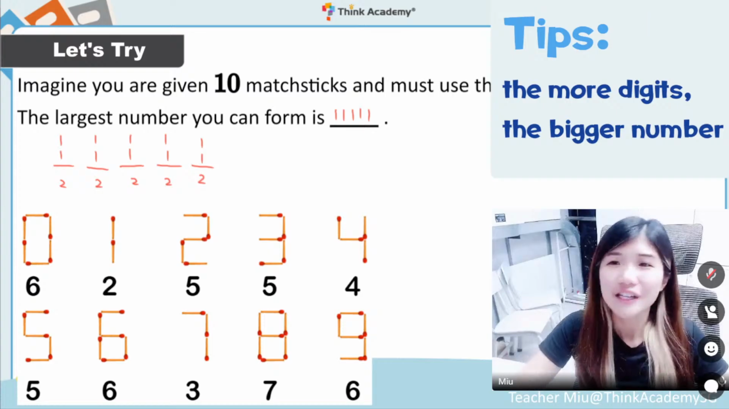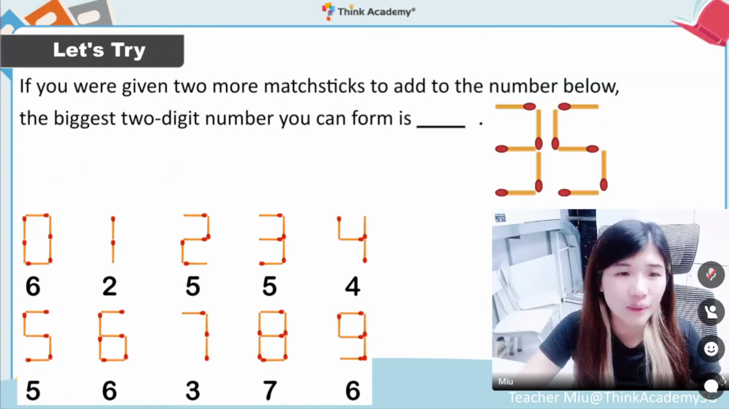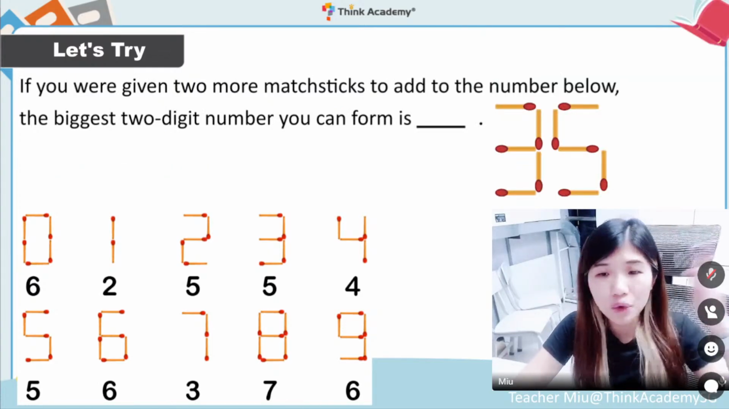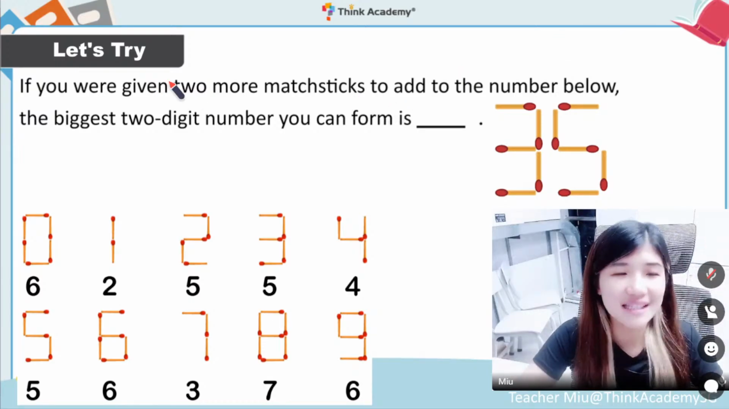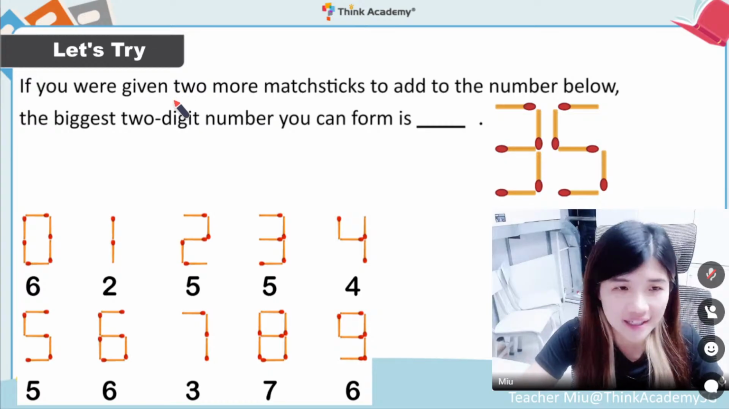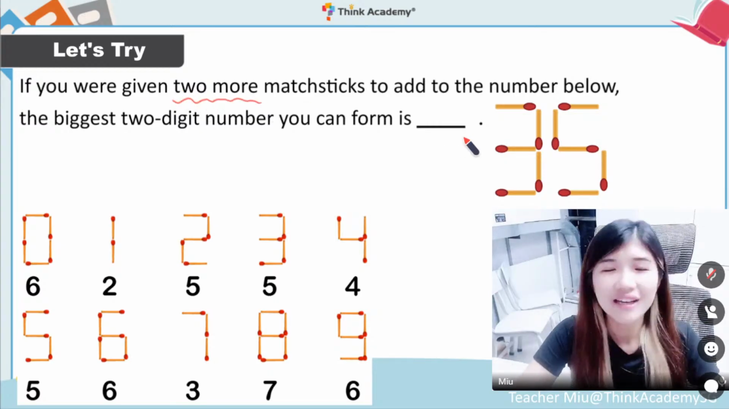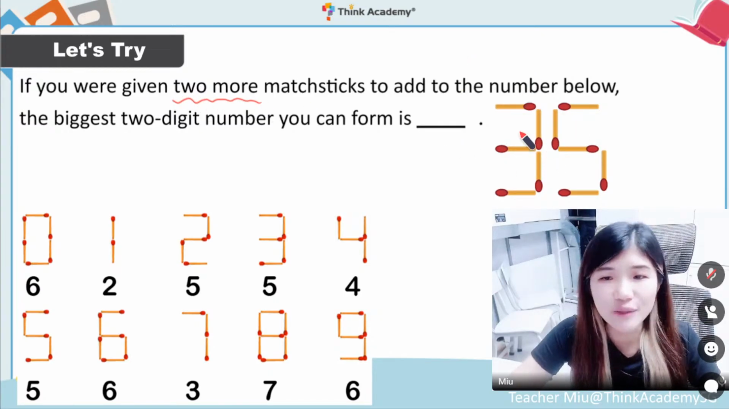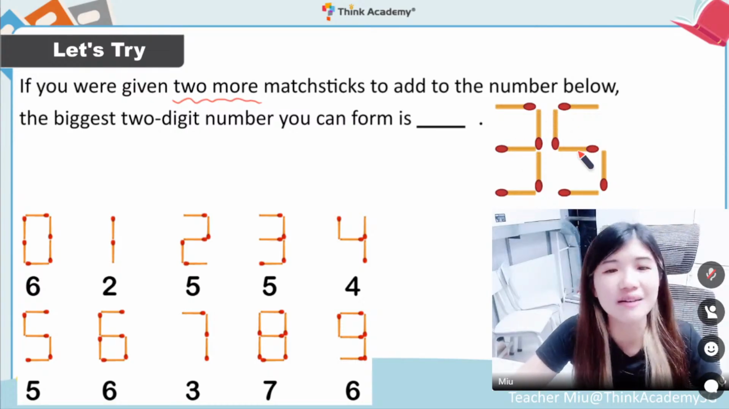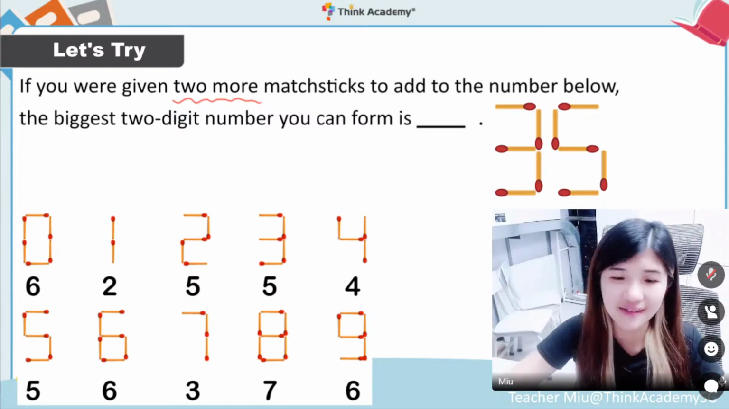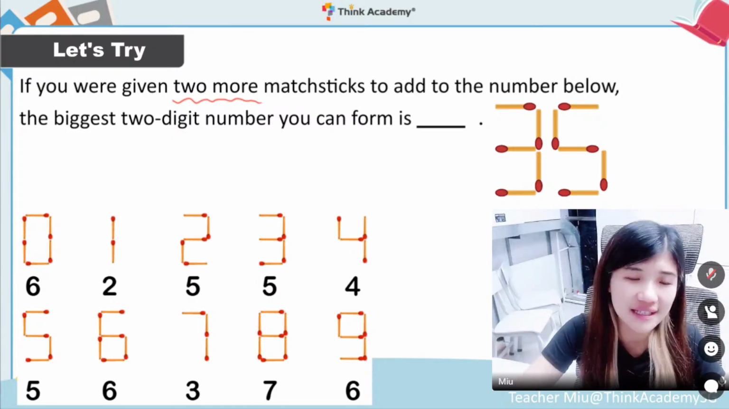All right. So after this one, we go to another one, which is like moving within the numbers. It's as if you were given two more matchsticks. Two more matchsticks are added. And to add to the numbers below 35, the biggest two-digit number you can form is... now I will give you 30 seconds.